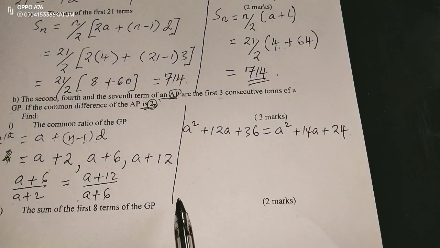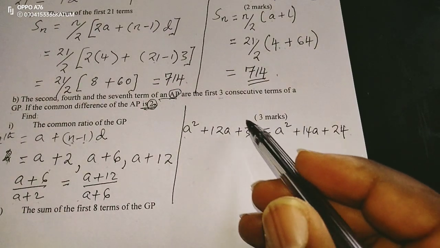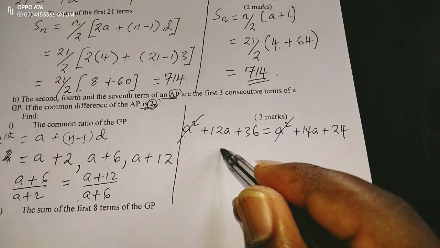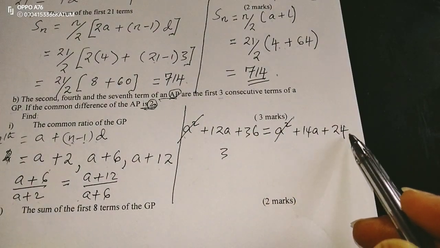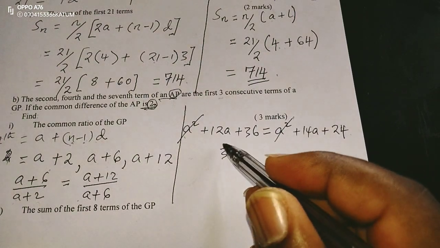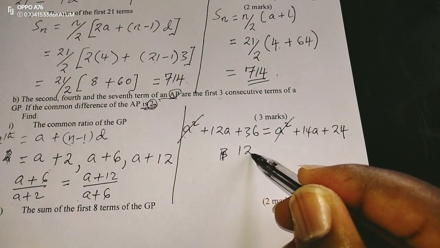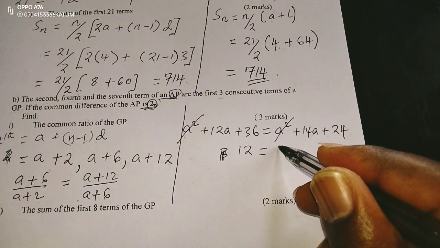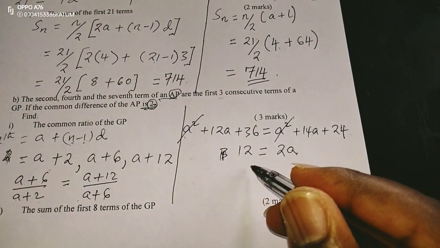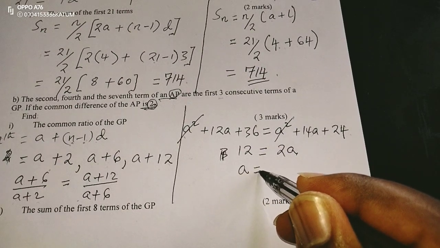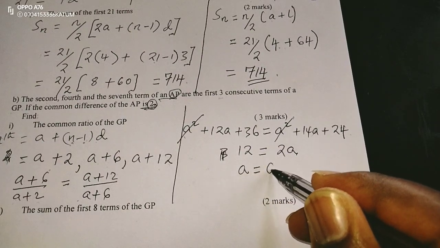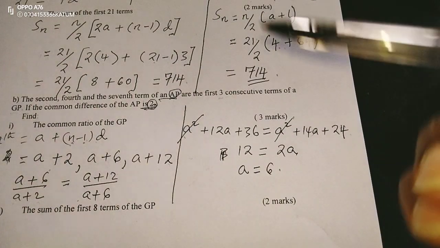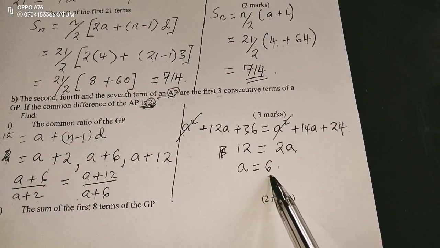Yes, now I can group like terms together. A squared and A squared are appearing on both sides, so these ones can cancel. Then I will have 36 minus 24 giving me 12, equals 14A minus 12A giving me 2A. This means the value of A, which is the first term in the AP, is going to be 6.